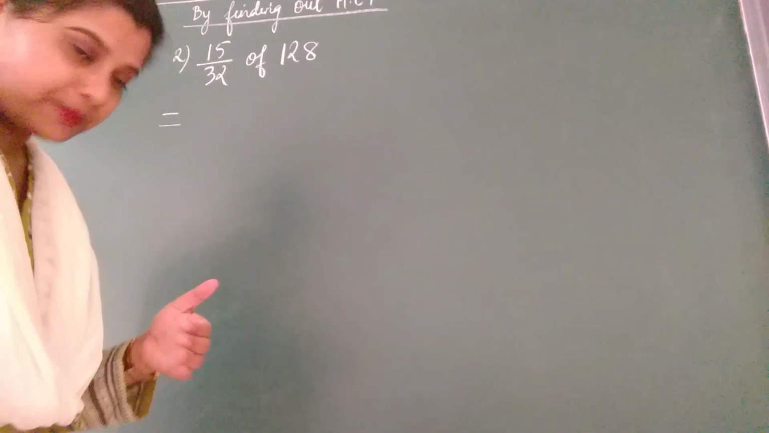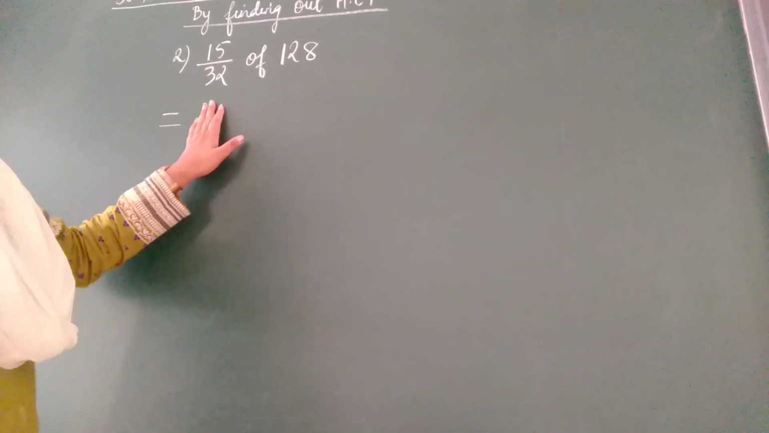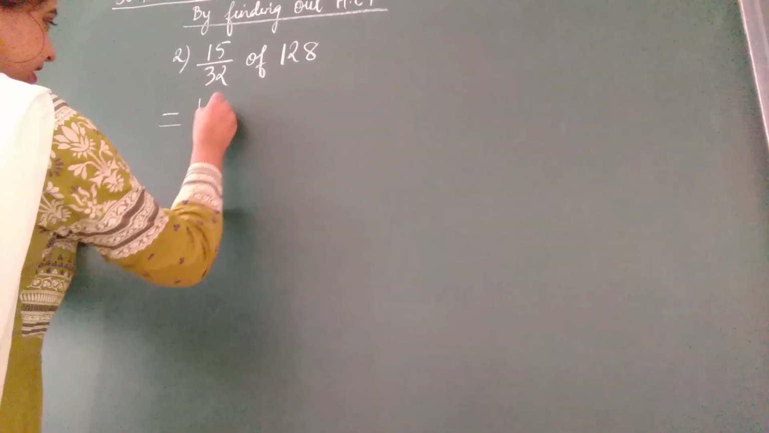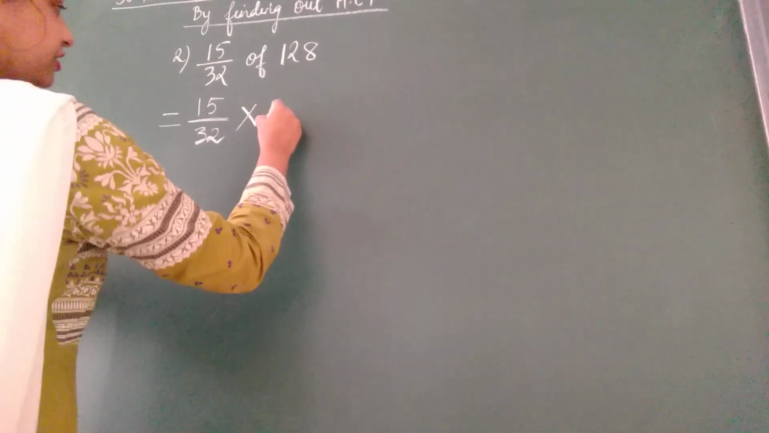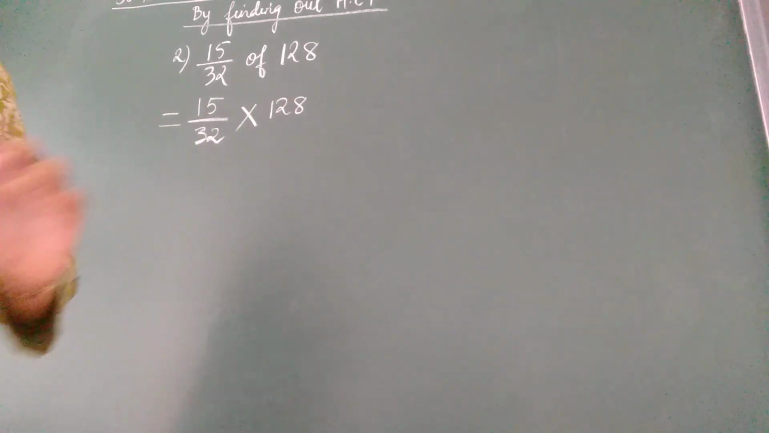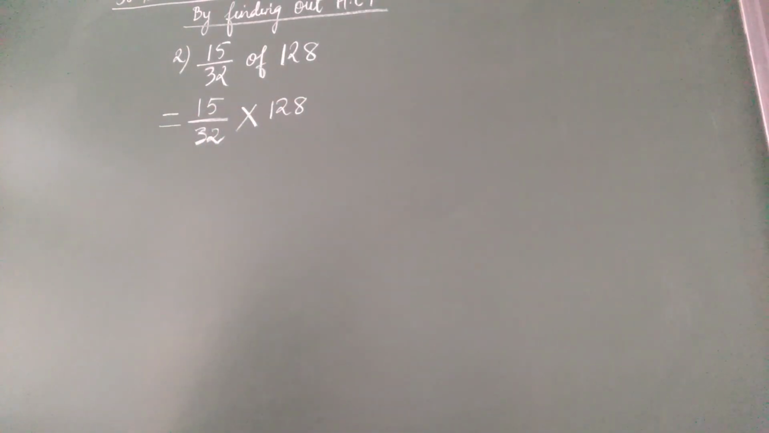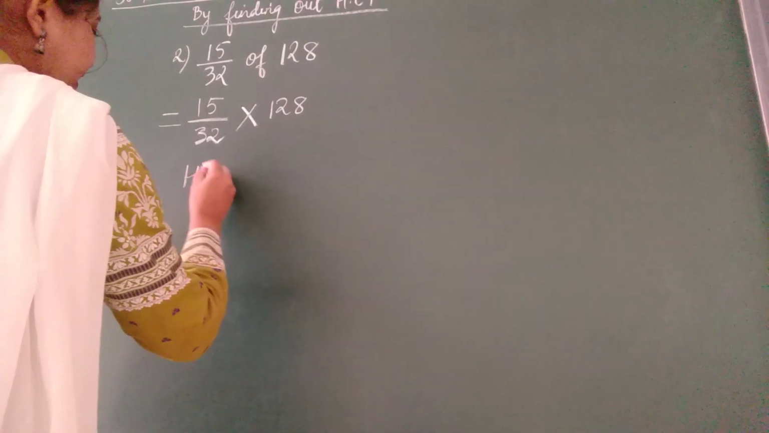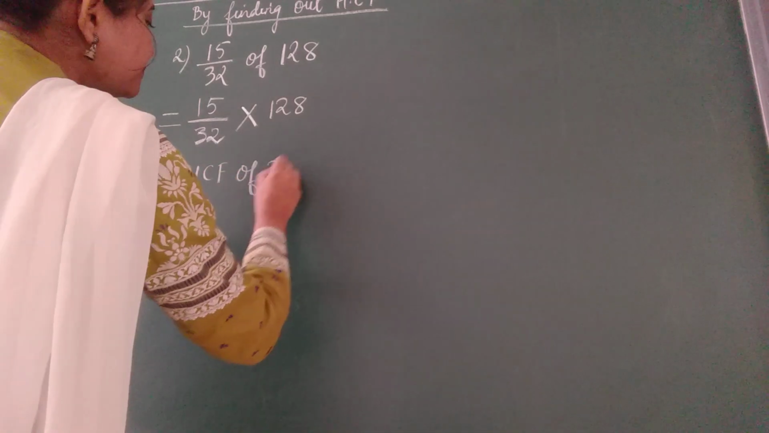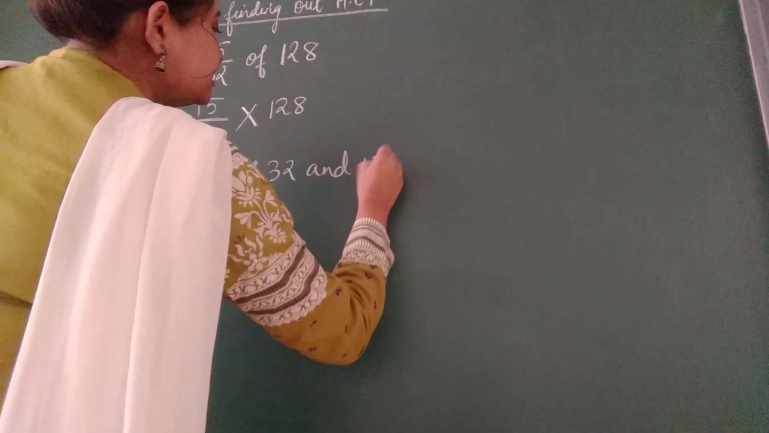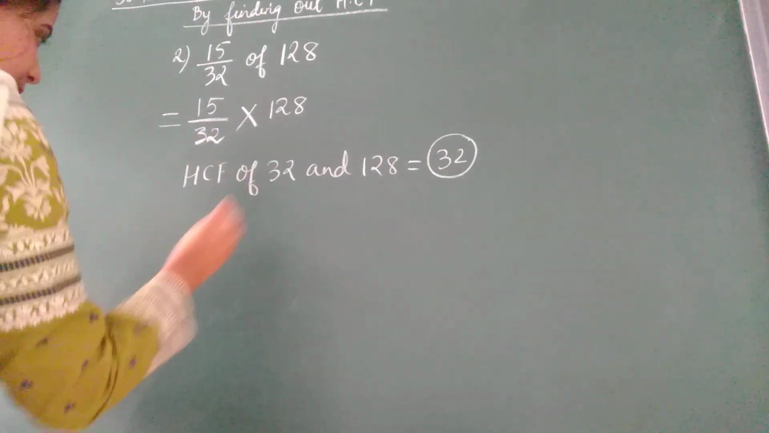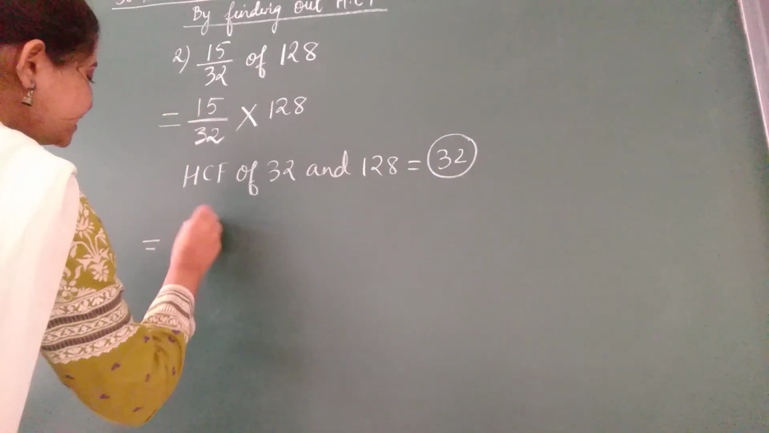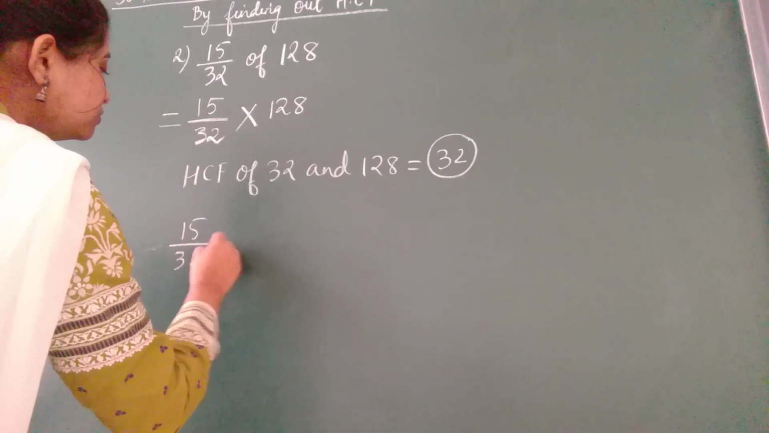Now the next example is 15 by 32 of 128. So like I said before, for "of", we are going to put a multiplication sign. Then we are going to find the HCF of 32 and 128. So HCF of 32 and 128 is equal to 32. Okay. So this can be written as 15 by 32 into 128.